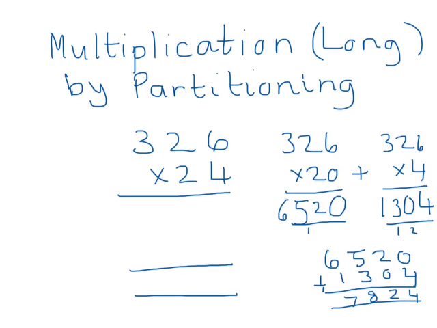So, as usual, 4 6s are 24, but I'm not going to write it, I'm going to keep the 2 in my mind in the basement. 4 times 2 is 8, and the 2 in the basement is 10. And keep the 1 in the basement. And then 4 times 3 is 12, and the 1 is 13. And look, that's exactly the same answer as I got here.